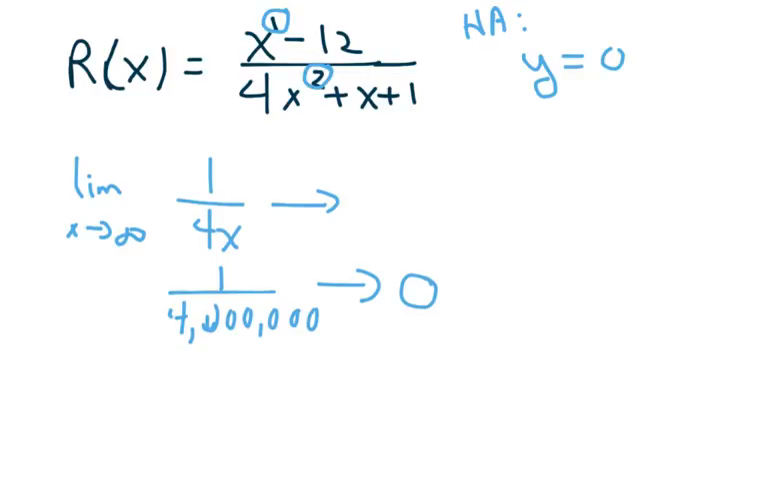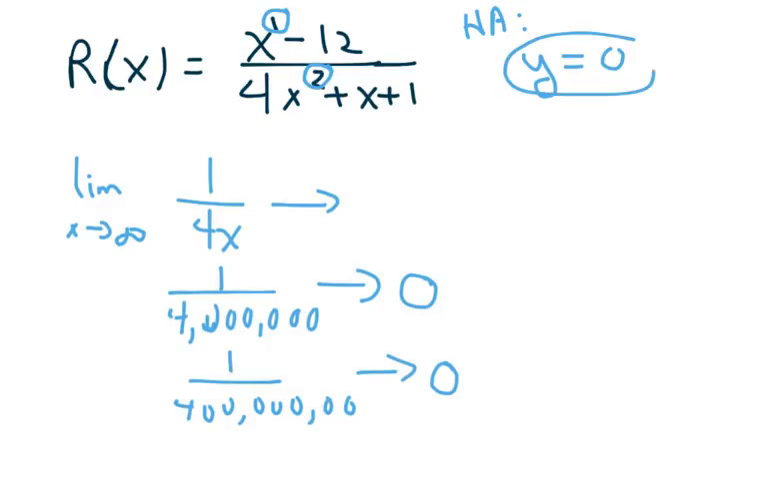We know that that is very close to 0. Okay? If this was a billion, so we have 1 over a lot of zeros, let's just put a lot of zeros here, 400 million. If I did that, this number gets really close to 0 without getting to 0. So that's why this is called the horizontal asymptote at y equals 0.